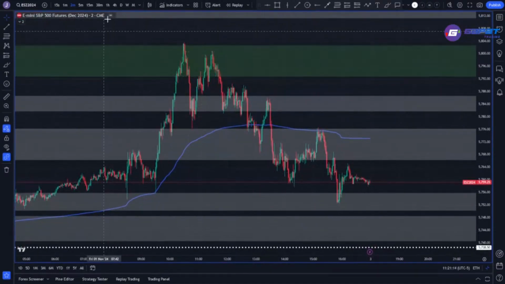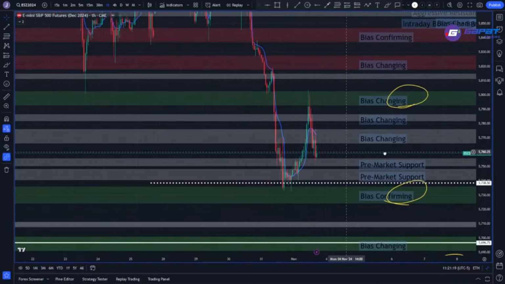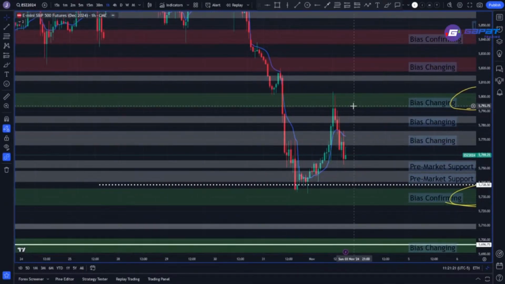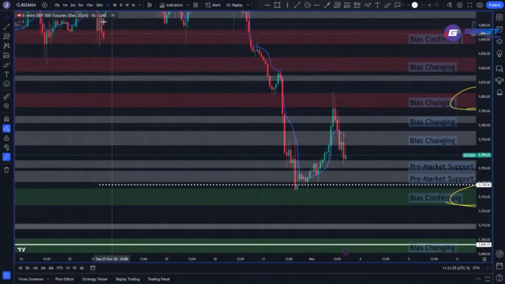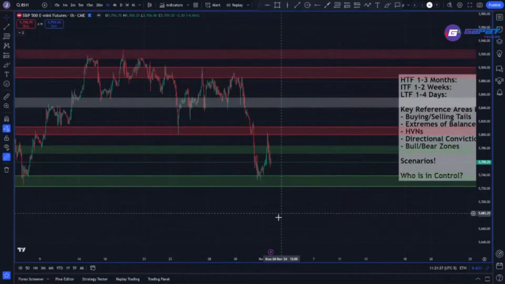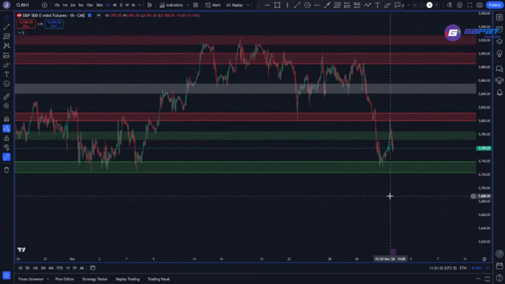But these key reference areas, the whole point I'm making is they should shape your mindset about who is in control of the chart currently. Are the buyers or the sellers more in control? Let me flick back over to this chart. They just give you a good understanding of who's in control, what time frame is in control.